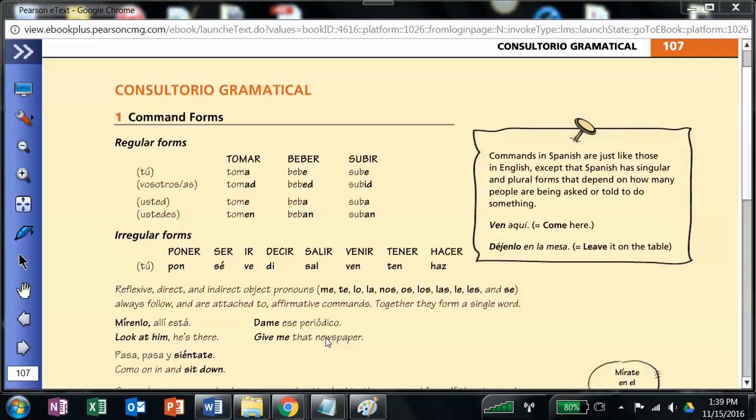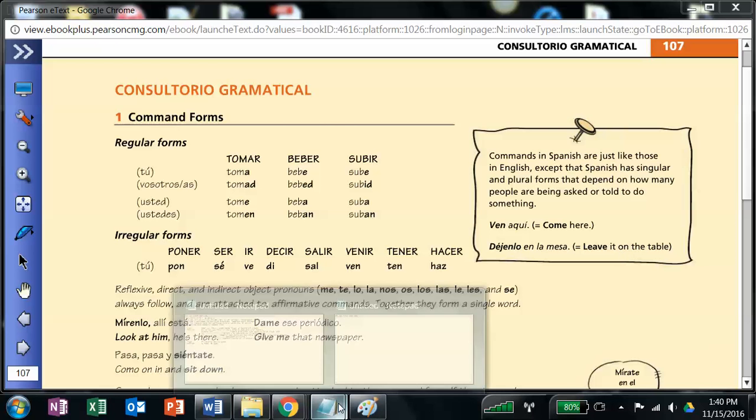Okay, in chapter 6, we're going to talk about commands, which is how you tell somebody what to do. Just like in English, commands in Spanish work similarly, except that in English we just have one command: sit down, stand up, dance, run, do your homework. In Spanish, you're going to have 4 different types of commands because they have 4 different you's.